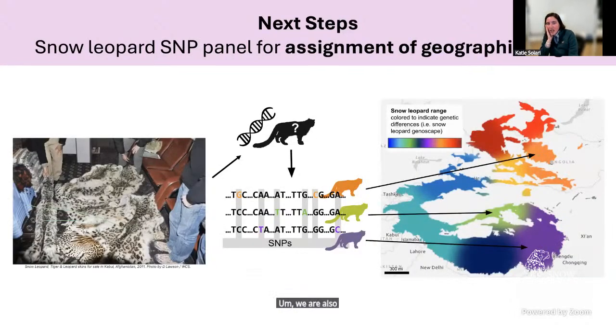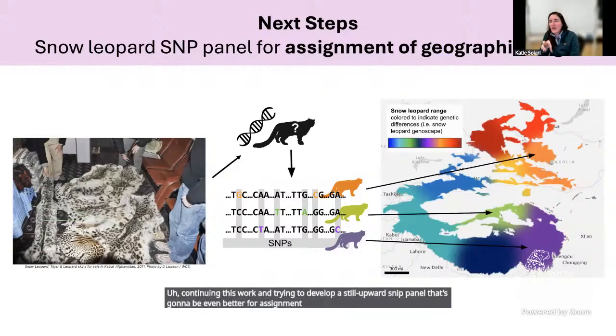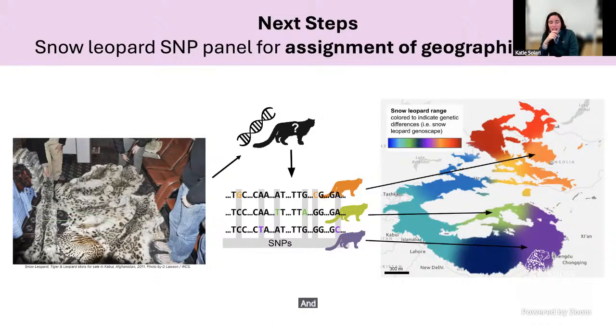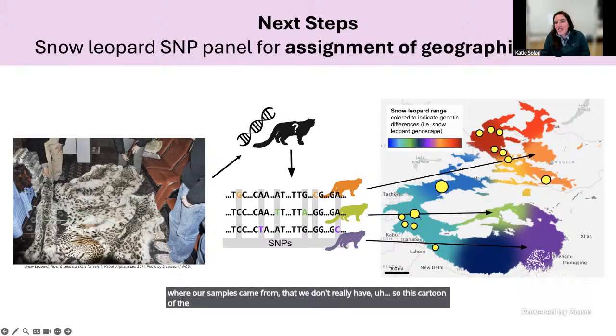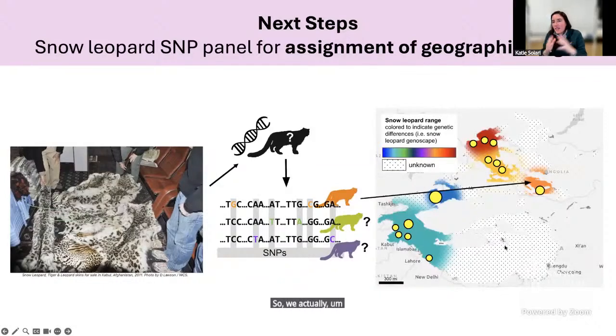We are also continuing this work and trying to develop a snow leopard SNP panel that's going to be even better for assignment of the geographic origin of confiscated materials. And that's because you might have noticed from where our samples came from that we don't really have this cartoon of the genoscape. The geographic distribution of genetic diversity is only as good as the samples that you have, and we don't have samples from a large portion of the range. So we actually don't have this full genoscape.